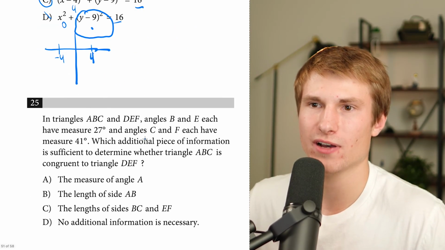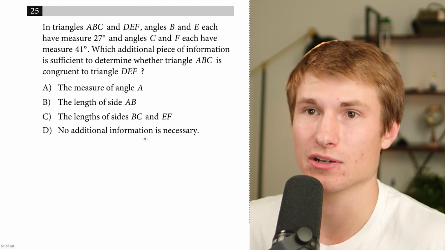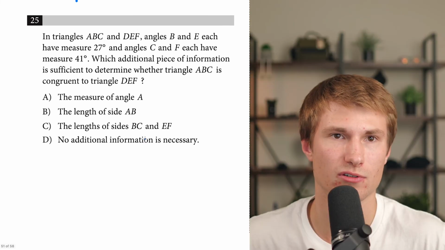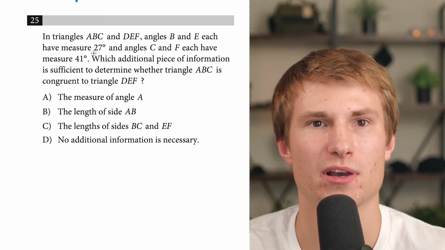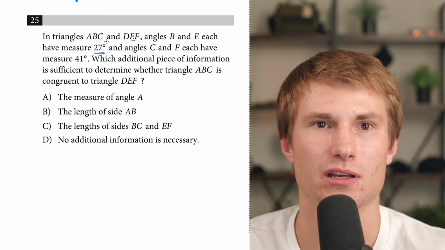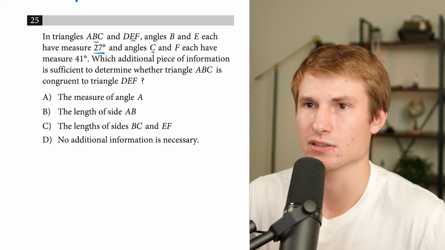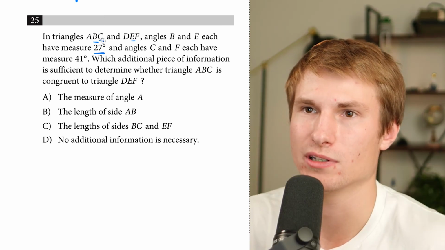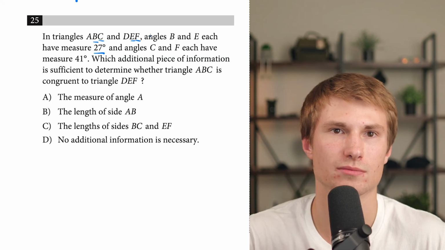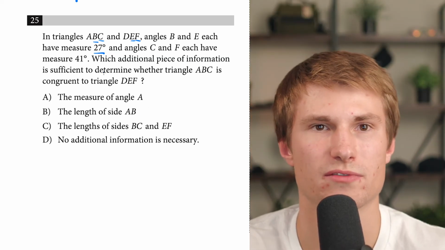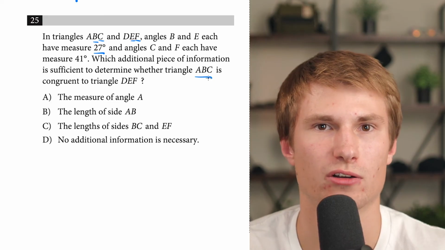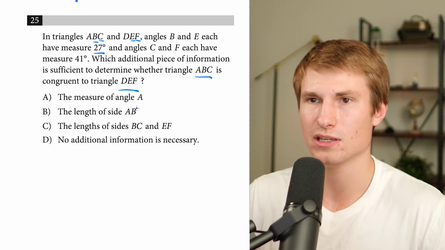If we go on to number 25, triangles question. So we're probably going to be drawing it out because, like I said, we always want to draw out triangles and circles questions. Triangles ABC, DEF. Angles B and E have a measure of, keep in mind that these are similar triangles, it looks like. Angles C and F each have a measure of 41. Yeah, so we're dealing with similar triangles. Because if B and E have the same measure, F and C have the same measure, then A and D must also have the same measure. Which additional piece of information is sufficient to determine whether triangle ABC is congruent to triangle DEF?